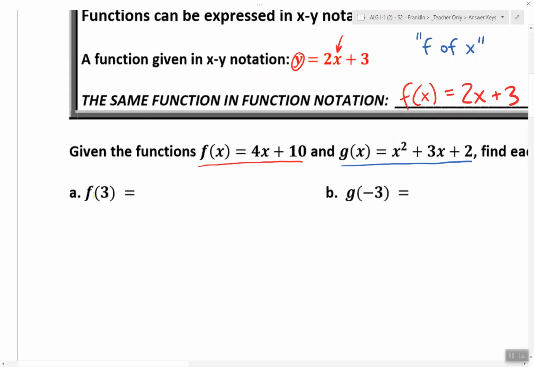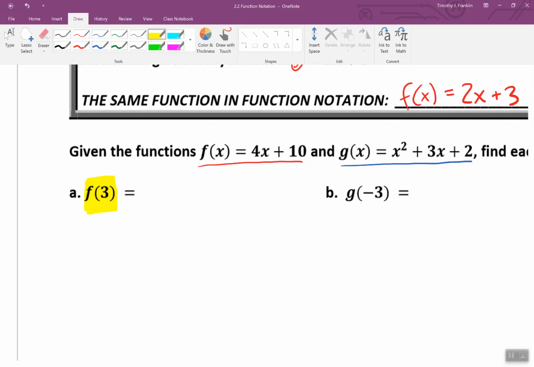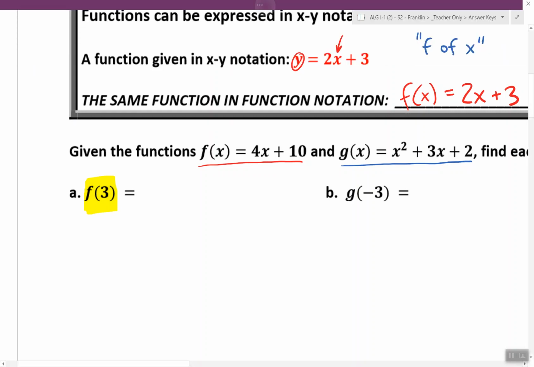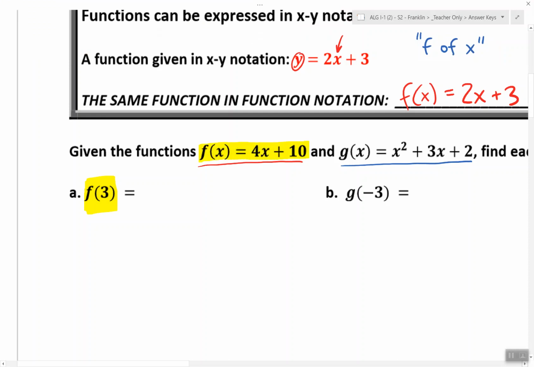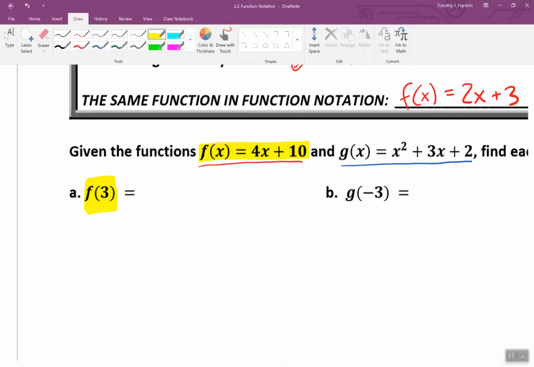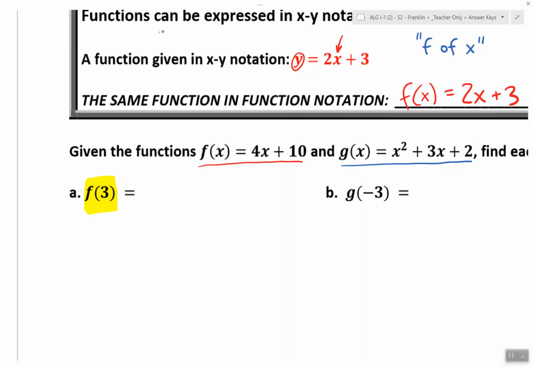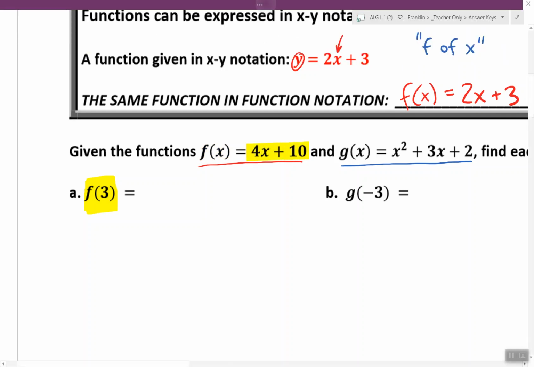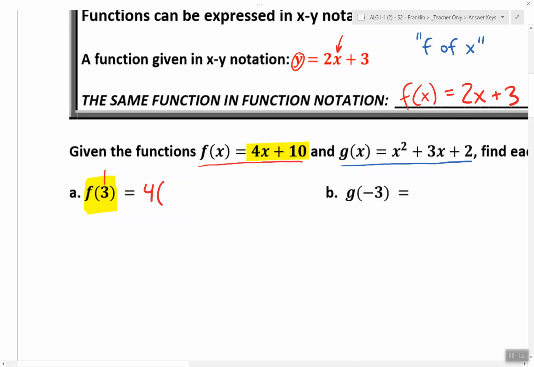Now this function notation piece is just the instructions. It's just telling you which function to use and what to put in for the variable. So this says f of 3, which means we're going to use the f of x function. The part we're actually going to be using is just the 4x plus 10 part, because again, the f of x part is just the instructions. So we're going to write 4x plus 10, but instead of x, we're going to plug in this 3.